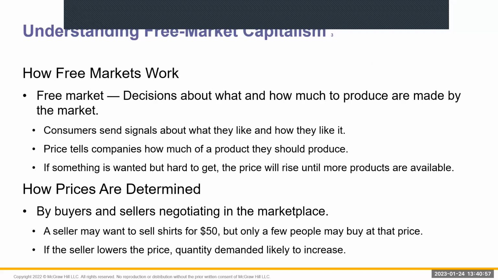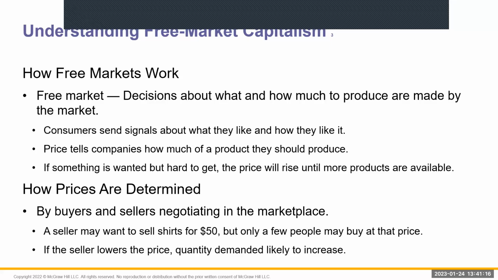Well, how do free markets work? Decisions about what and how much to produce are made by the market, not by the government. Consumers send signals about what they like and how they like it. So the market runs off of the desires of the consumers. The price tells companies how much of a product they should produce.